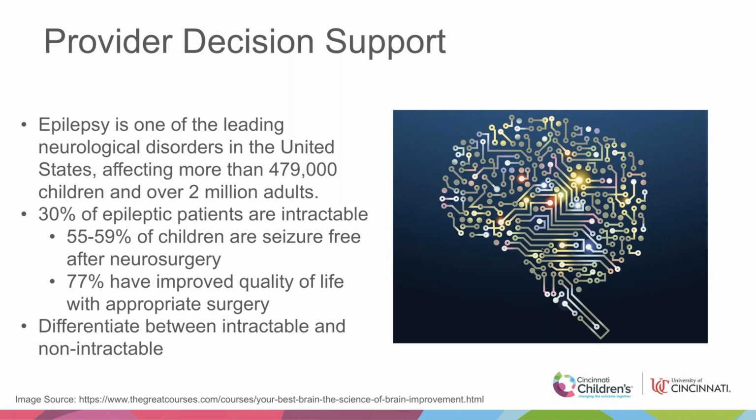And so of these who are intractable, 55 to 60% of the children are eligible for neurosurgical evaluation and treatment, and they're seizure-free after they've had appropriate neurosurgery. And of those, 77% have an improved quality of life with appropriate surgery. Currently, the average here at Cincinnati Children's from diagnosis to surgery identification is about 6 years. Our goal with the PESTION lab was to develop and create a natural language processing algorithm that used the clinician notes to differentiate between intractable and non-intractable seizures in children.